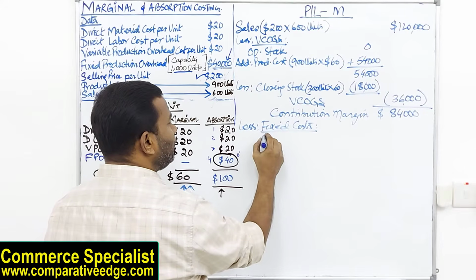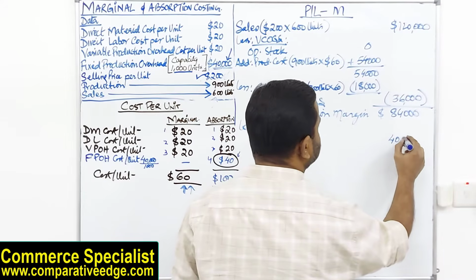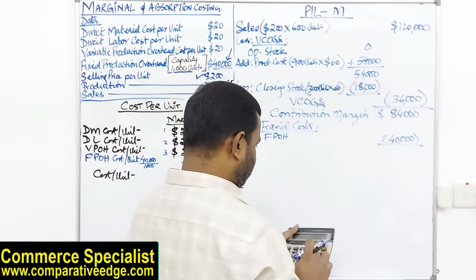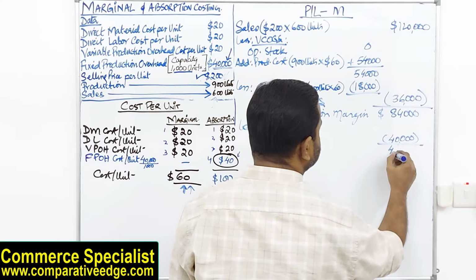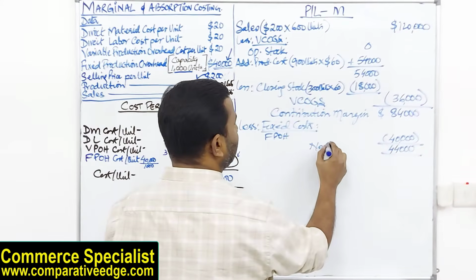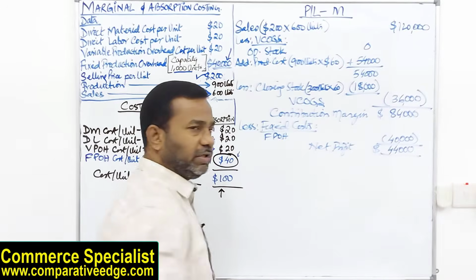So we have fixed production overhead, which is 40,000. I subtract and I get my net profit. I get 44,000. This is my net profit under marginal costing.